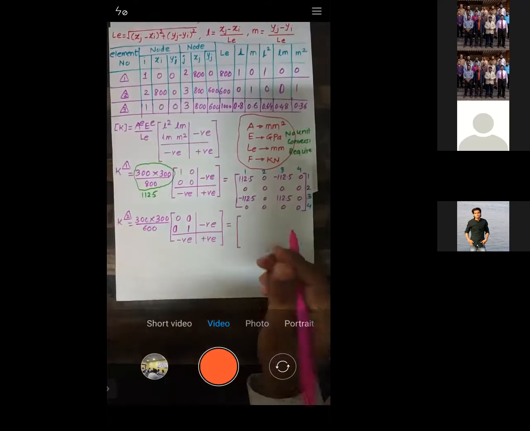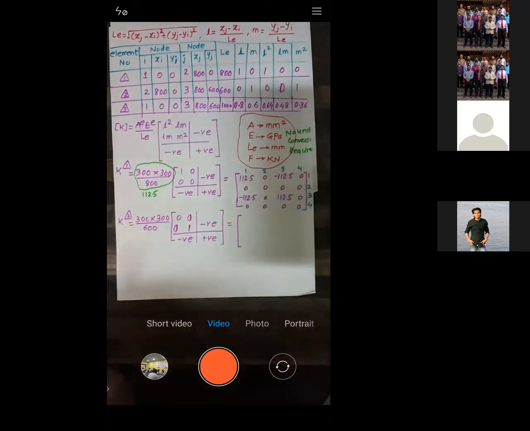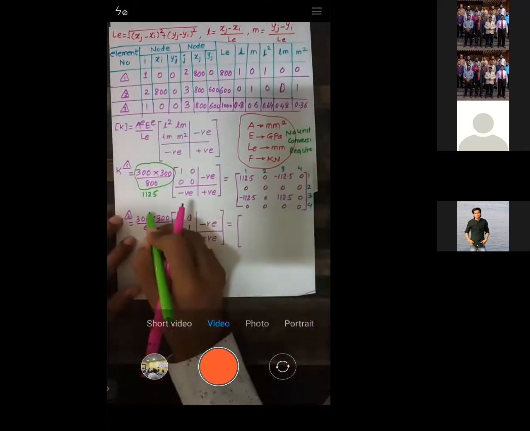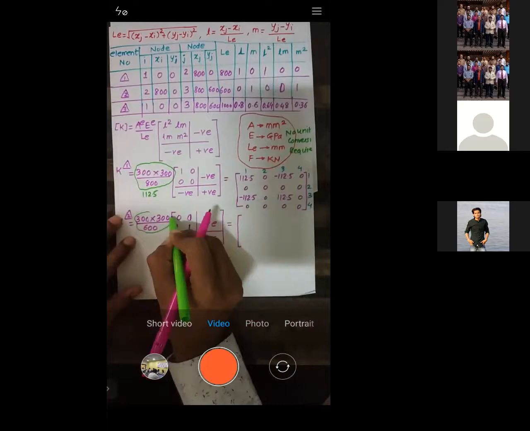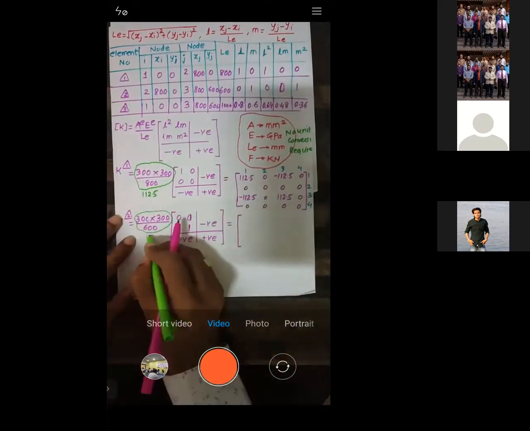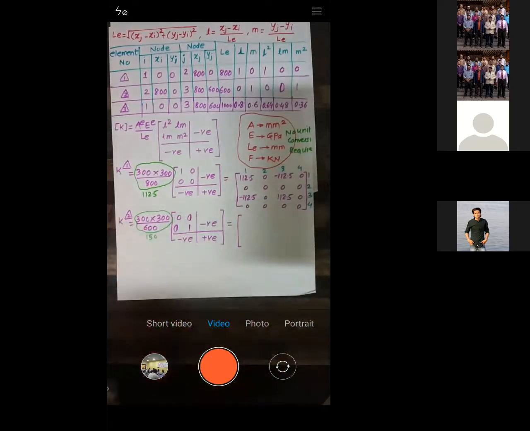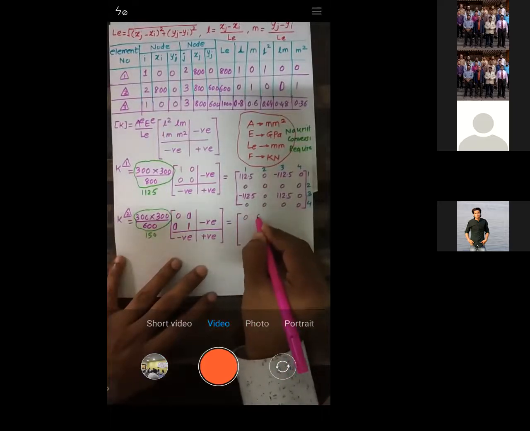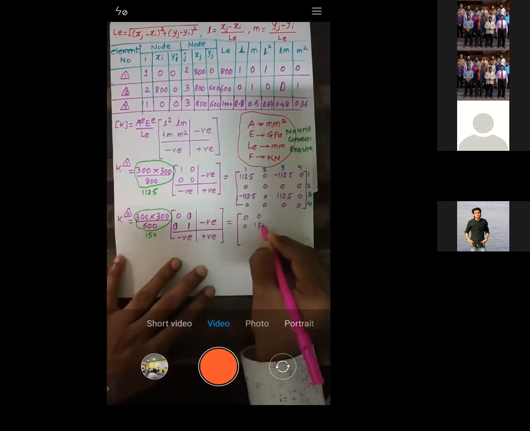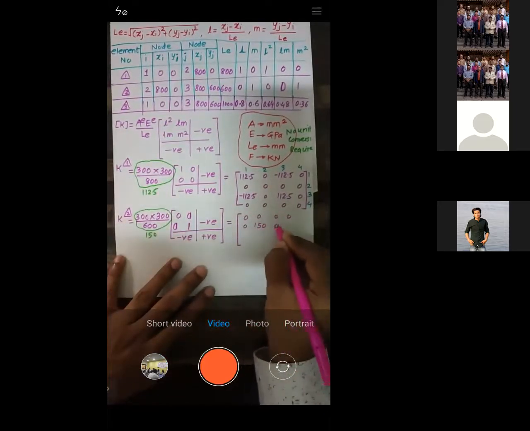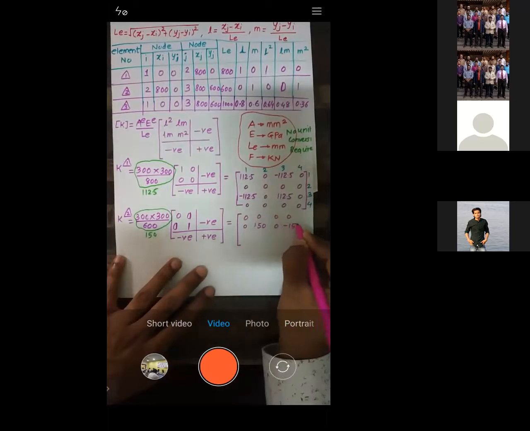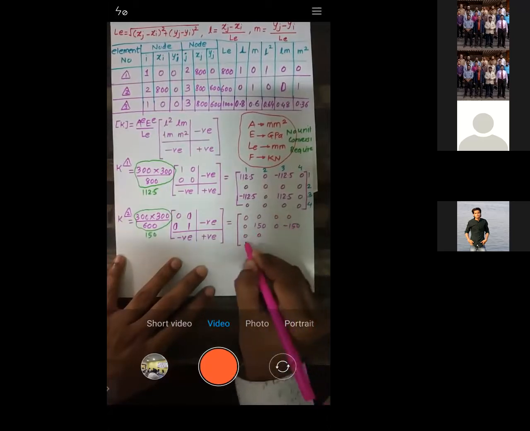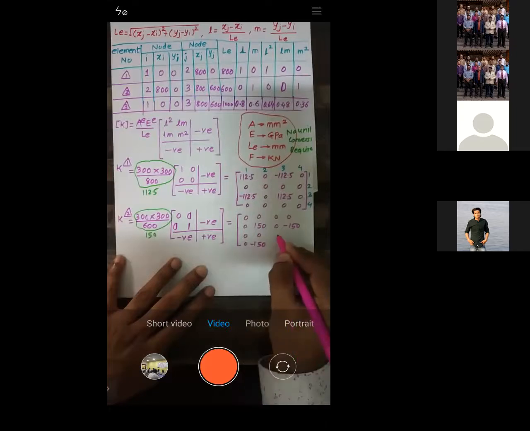Let's do this. When you calculate this term, it is a simple calculation. This will come as 150, and that 150 we now multiply inside. So we get 0, 0, 0, 150; 0, 0, 0, minus 1; 0, 0, 0, 1, minus 150; 0, 0, 0, 1.